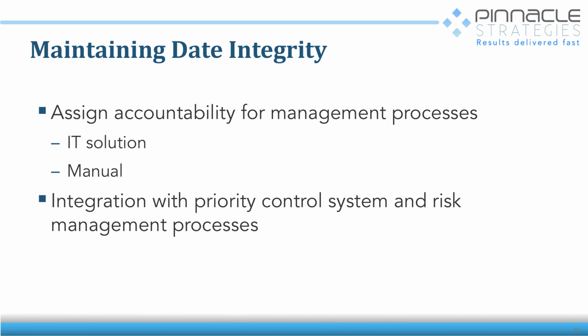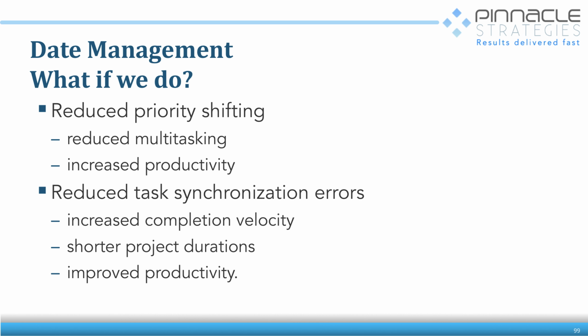So, at the core, what we're doing is we're assigning accountability, and we're integrating our priority control systems and risk management system processes to this. So we're setting that master button, right, for our projects and portfolio. And of course, what we're avoiding is priority shifting, multitasking, reducing task synchronization errors, and we're making things go faster because we're working on the right stuff. And if we work on the right stuff, the customer is happy.